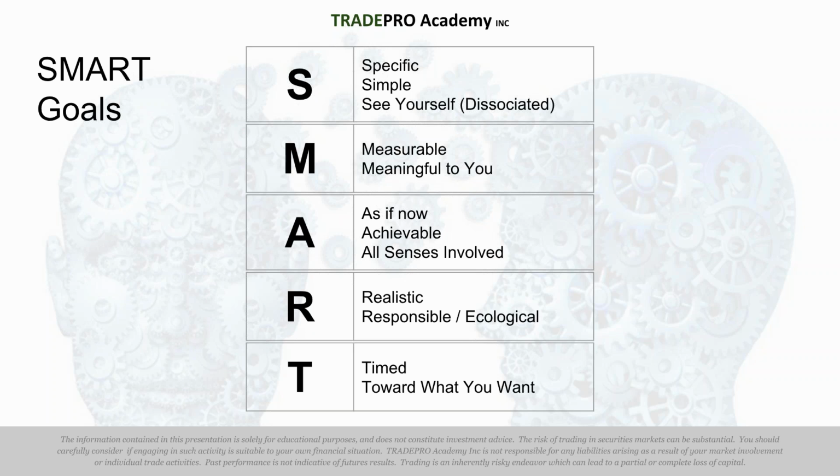I want to help my family. I want to help others. I want to give back. I want to create a sustainable outcome for the world. I want to be responsible. That's toward. All right? That's what a goal should be. Do you guys understand what a SMART goal is?